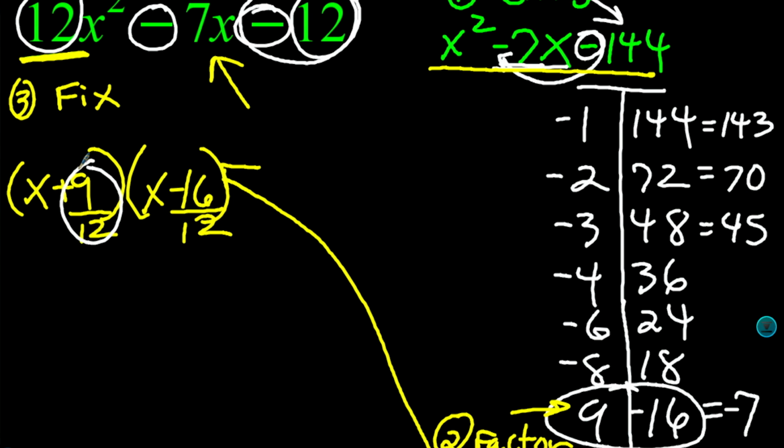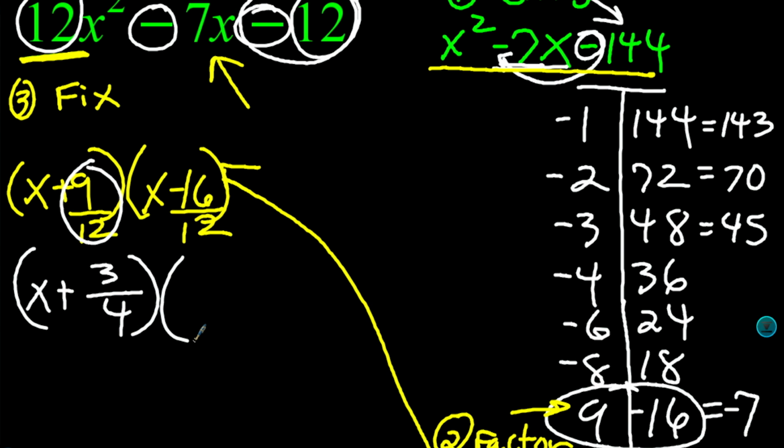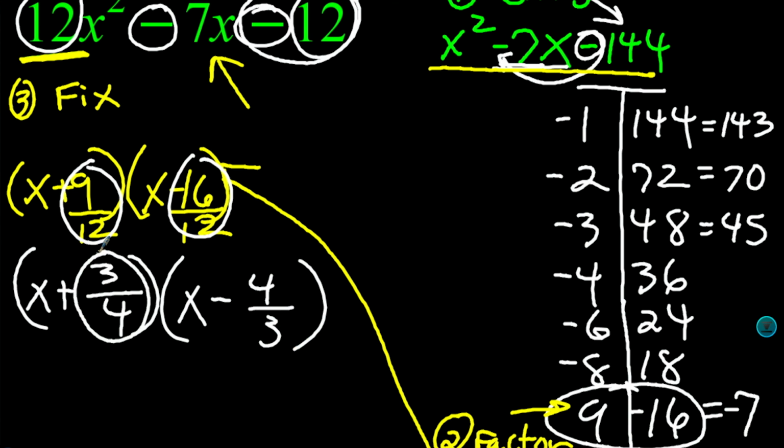So let's reduce 9 over 12. We know that 9 and 12 have a common factor of 3. So if we divide 3 into 9, that's going to give us 3. And if we divide 3 into 12, that's going to give us 4. So we have x plus 3 over 4 as one of our factors. And then a common factor of 16 and 12 we know is going to be 4. So we have x minus, make sure you pay attention to the sign, 4 will go into 16 4 times, and 4 will go into 12 3 times. Now remember, we have to look at these and see if we can reduce further, which we cannot.